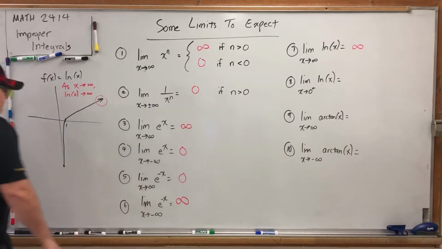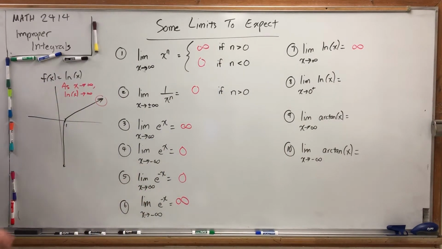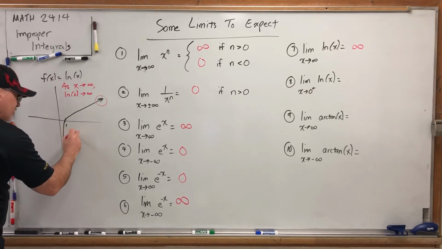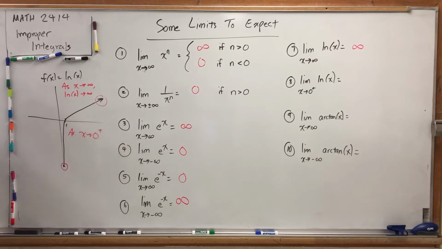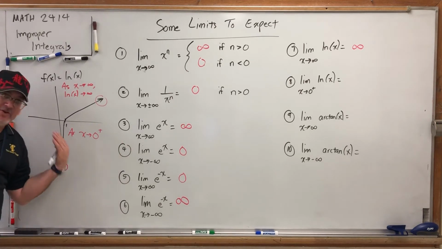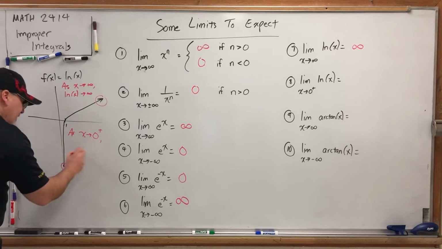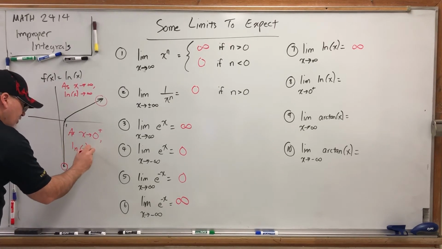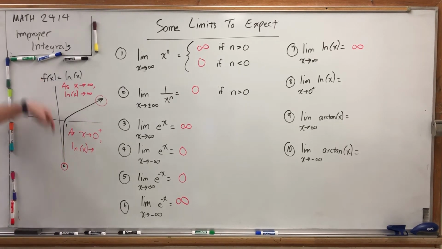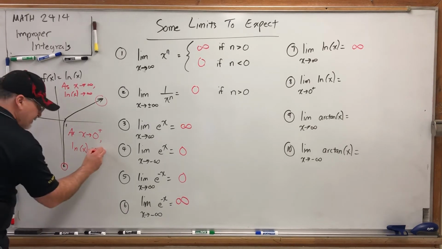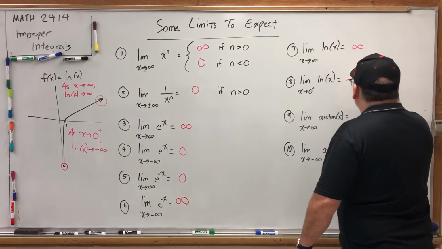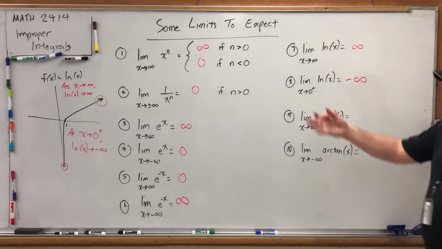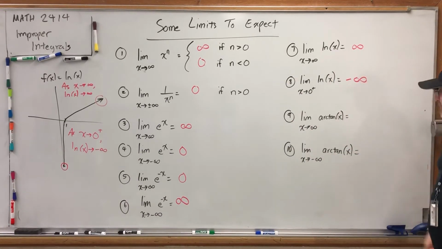But this graph has a vertical asymptote on the y-axis, and so the left end of the graph says, as x approaches 0 from the right, remember that little plus means coming in from the right side of a number, then the natural log of x, the y value here, is plummeting downwards to negative infinity. And if you can just picture the graph, it's easy to recall these.